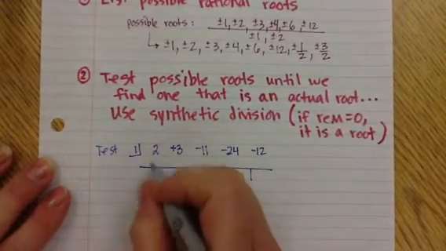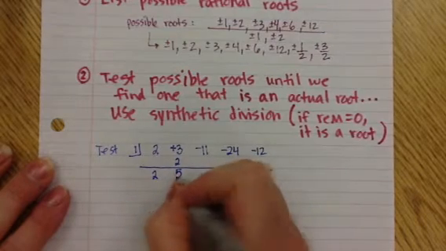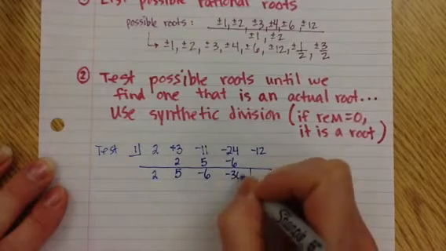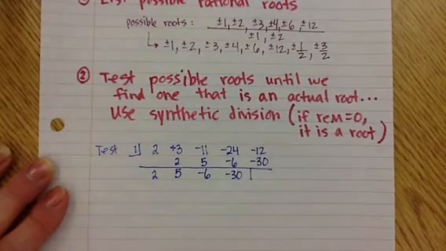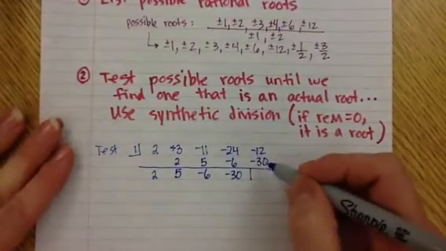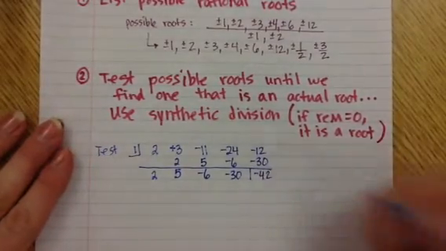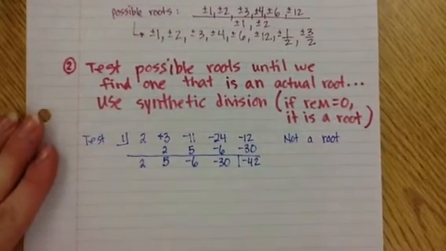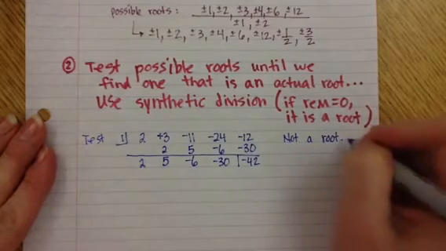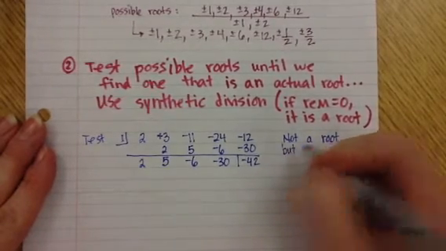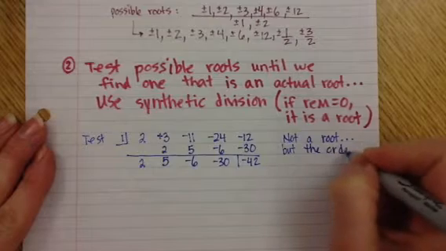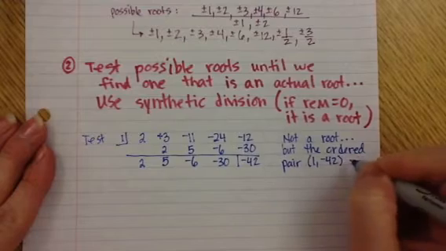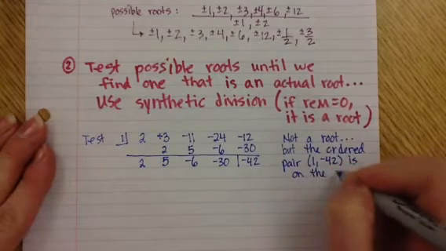Bring the 2 straight down, multiply times 1, add, multiply, add, multiply, add, multiply. And I can add this, or I don't have to add it. I get negative 42, which means it's not a root. But it is kind of important to note that the ordered pair (1, -42) is on the graph.